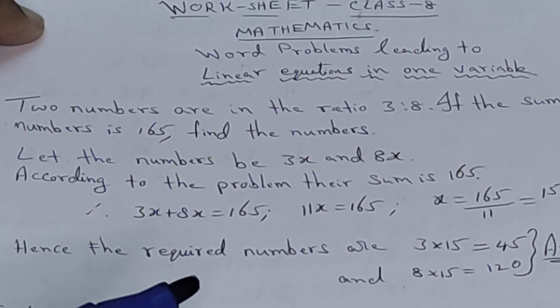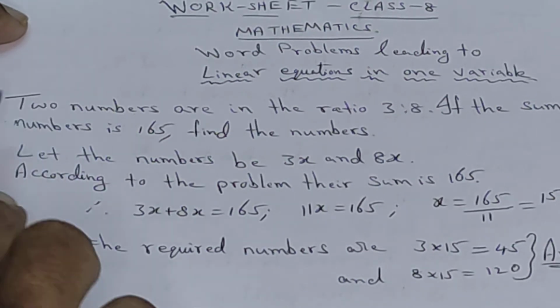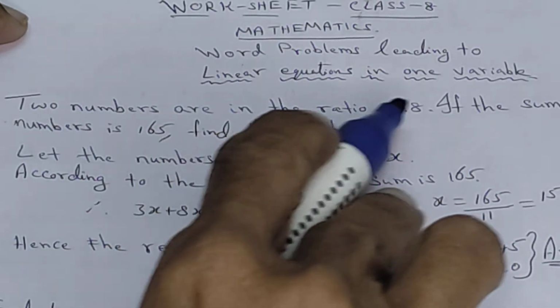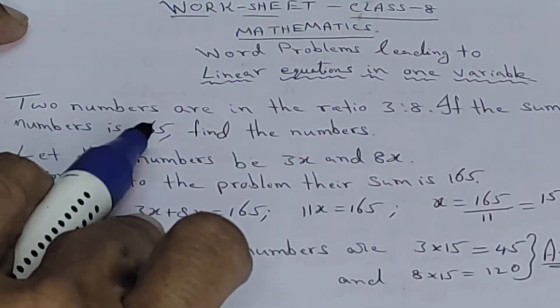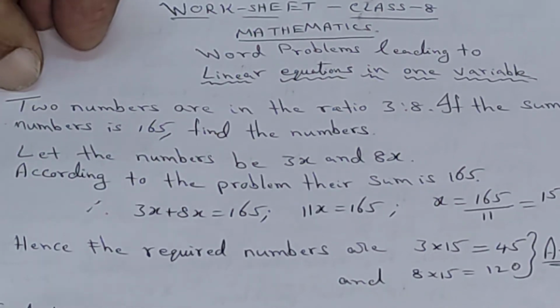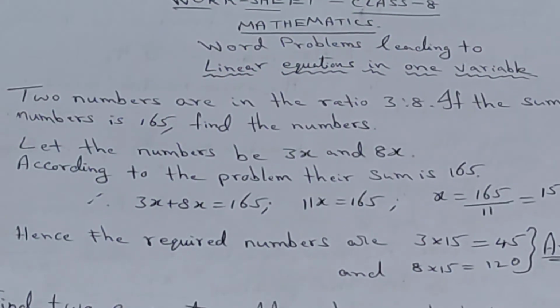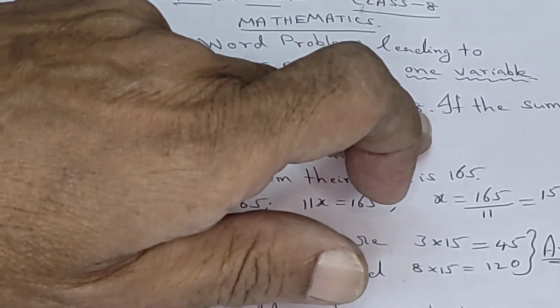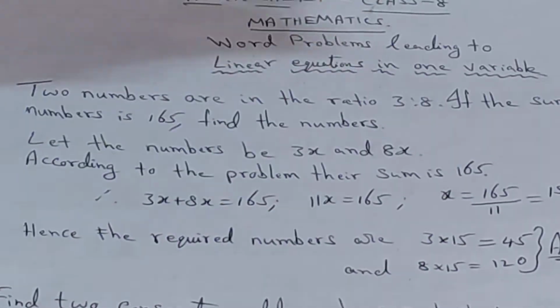Okay. Now the first problem states that two numbers are in the ratio 3:8. If the sum of the numbers is 165, find the numbers. So what is given to you? Only the ratio of the numbers is given. The numbers are not given. What are the numbers? We don't know. But they are in the ratio 3:8.